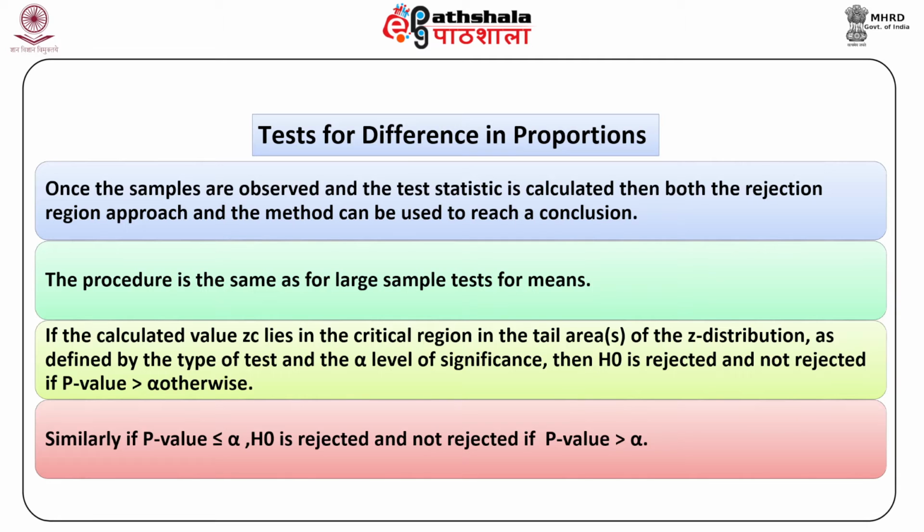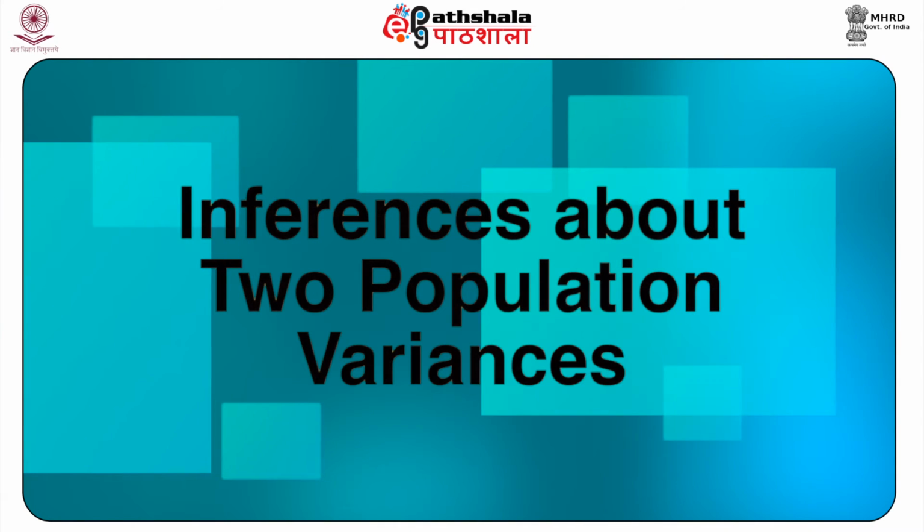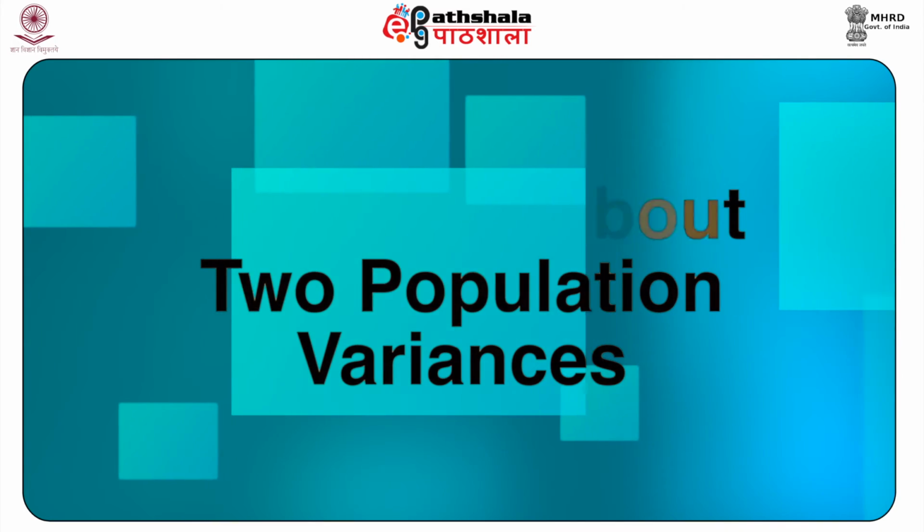The procedure is the same as for the large sample tests for means. If the calculated value Zc lies in the critical region in the tail area or areas of the Z distribution, as defined by the type of the test and the alpha level of significance, then H0 is rejected and not rejected otherwise. Similarly, if p-value is less than or equal to alpha, H0 is rejected and not rejected if p-value is greater than alpha. Let us now move on and try to understand about the inferences about two population variances.